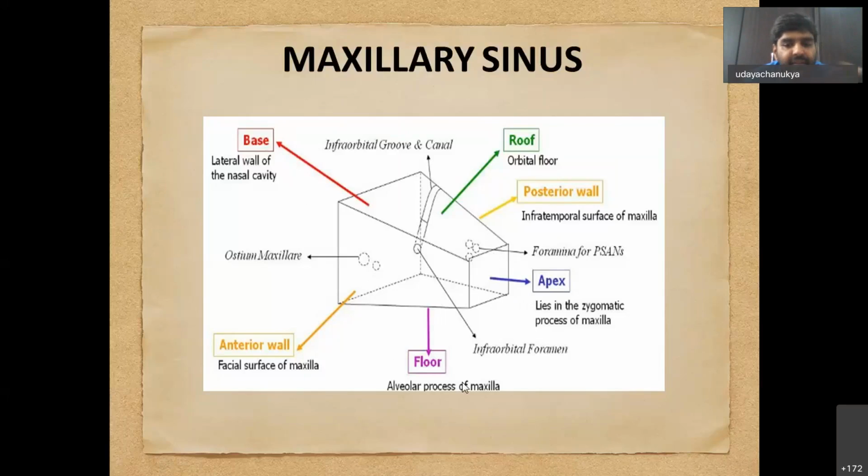Inferiorly, it has the alveolar process of the maxilla. One important structure which traverses along the roof of the maxillary sinus is the infraorbital nerve and infraorbital bundle of vessels, traversing in the infraorbital groove, and it opens onto the anterior wall of the maxilla, and gives the innervation like what we have seen in the earlier external innervation picture. Okay, we'll proceed to the next slide.